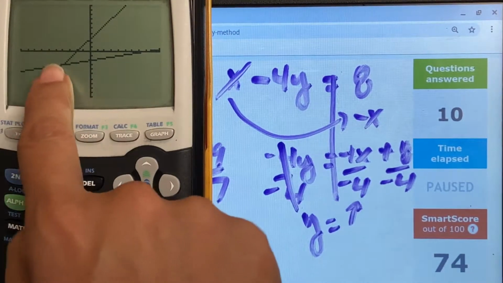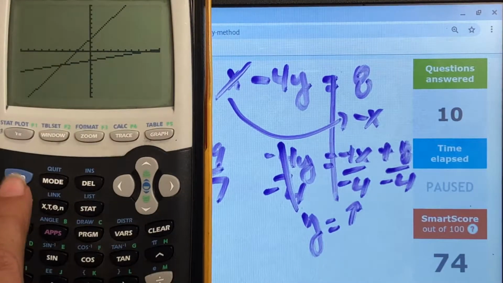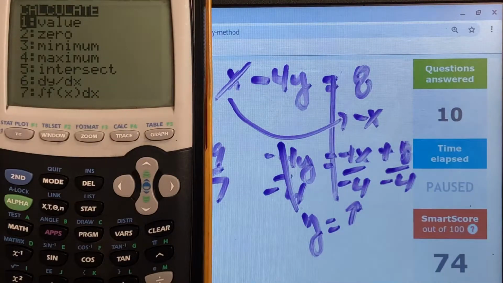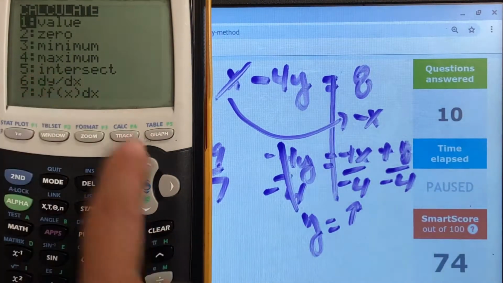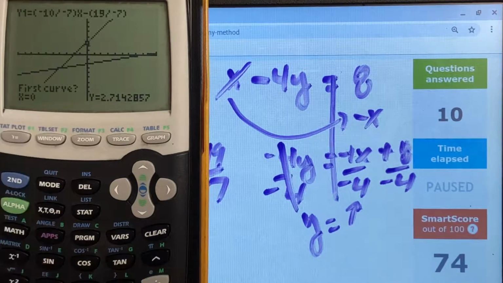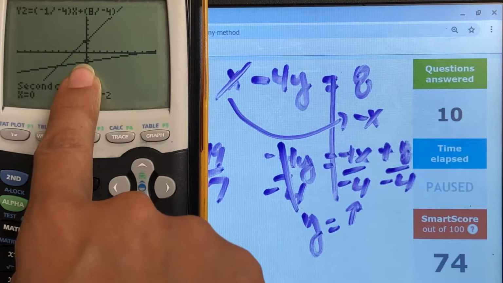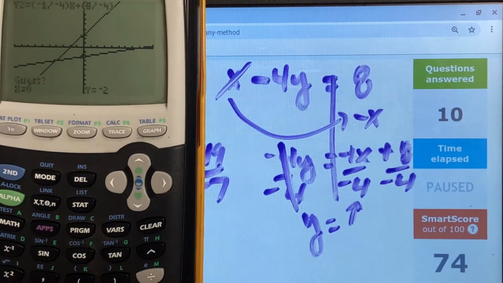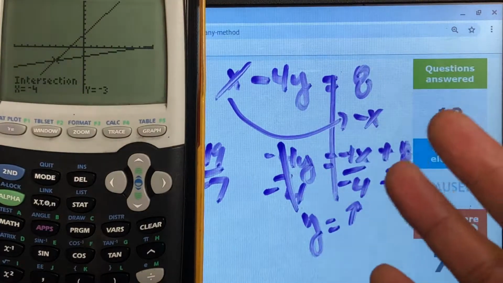To get that exact number, I'm going to hit second, and then calculate. And then you can hit the number 5, it'll do the intersect already, or you can come down to 5 and press enter. So it's going to ask you the first curve. Is that right? You press enter. Look, it actually jumps to the next curve. That's pretty cool. Second curve, you press enter. Guess, enter. So you're just going to press enter 3 times once you do this.